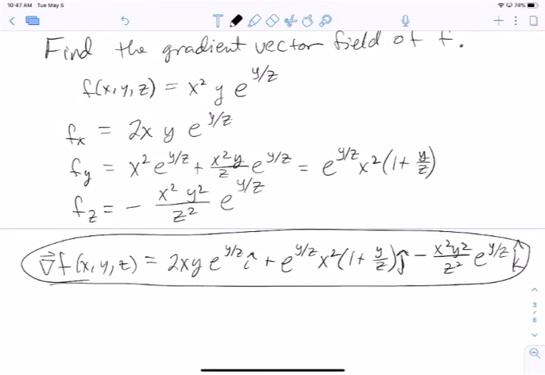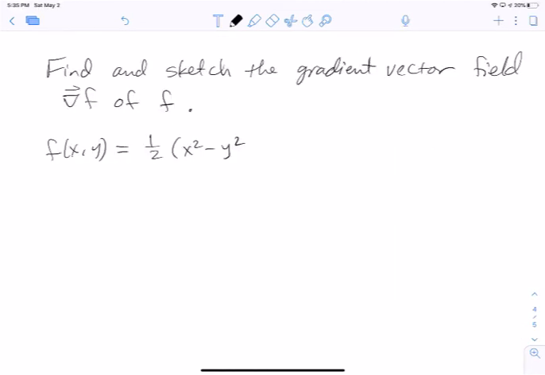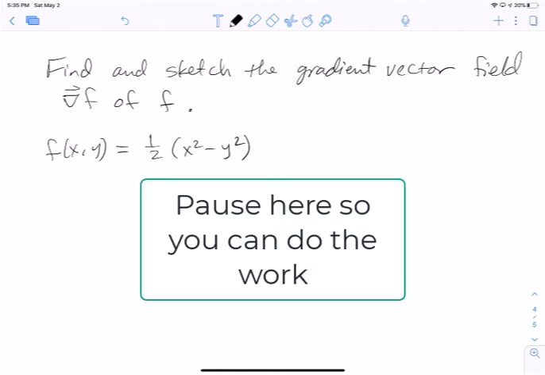Let's look at one more. Find and sketch the gradient vector field del f of the function f, which is f of x,y equals 1/2 x squared minus y squared. Again, I recommend that you pause the video so that you can do the work. Don't start it up again until you have the vector field and some representative vectors in the vector field sketched.